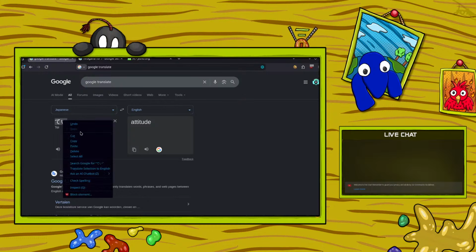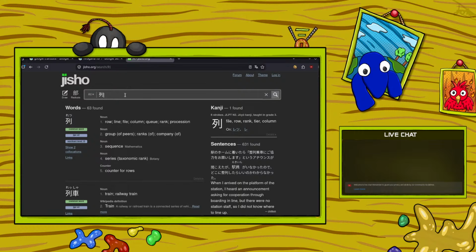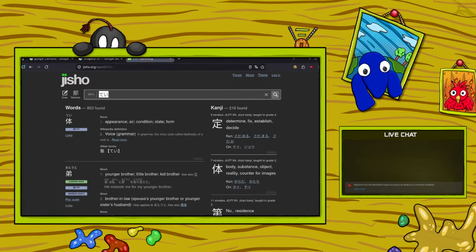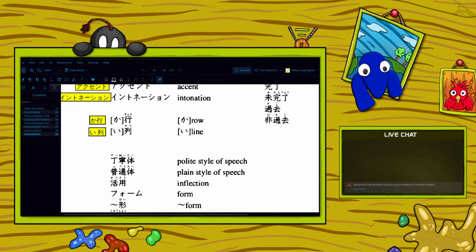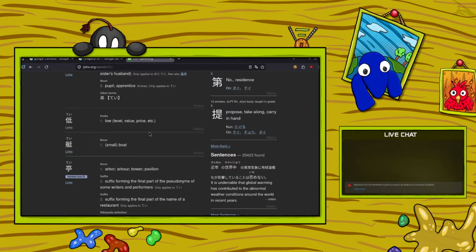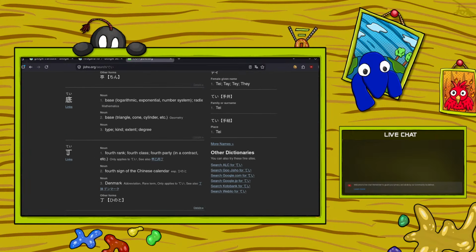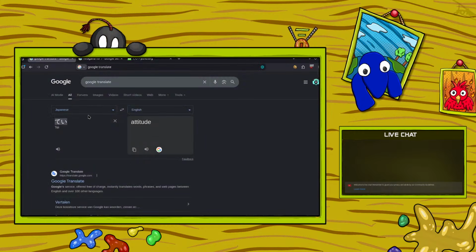So now we need to look this up for the hiragana, or for the kanji, I mean. And which one are we looking for? We're looking for the 2-stroke, right? Yeah, we're looking for the 2-stroke. Alright, 2-stroke one, let's go. That one, yes. So what does this mean? It's the first sign, it's the 4th sign of the calendar. It means also Denmark, apparently. And it's the fourth rank, the 4th class, or the 4th party in contact. Alright, so yes. That one it is. Give me that. We're gonna put that in there, because that's the first bit that we need.